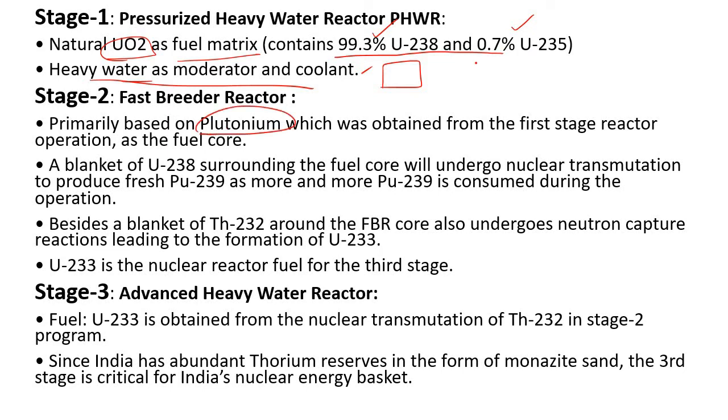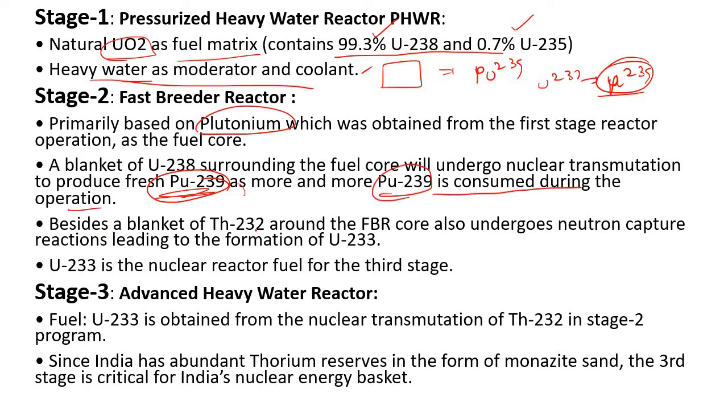That's why, because waste of first stage is plutonium 239. So it is primarily based on plutonium, which was obtained from the first stage reactor operator as the fuel core. A blanket of uranium 238 surrounding the fuel core will undergo nuclear transmutation to produce fresh plutonium 239. Okay, that's what I told now. This uranium 238 is converted into plutonium 239 in second stage once again. So more and more plutonium 239 is consumed during the operation.